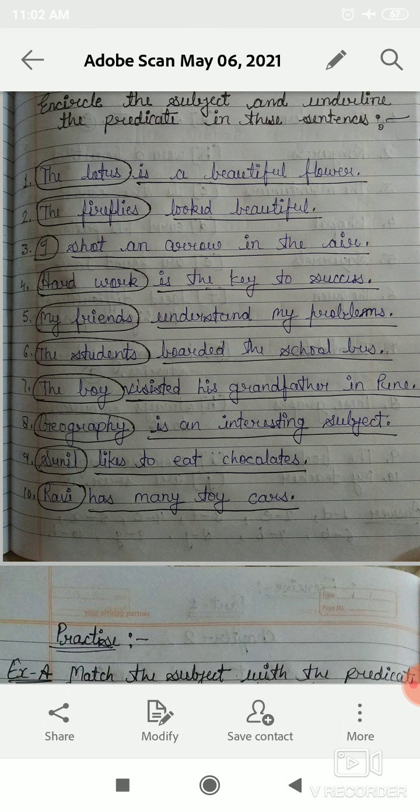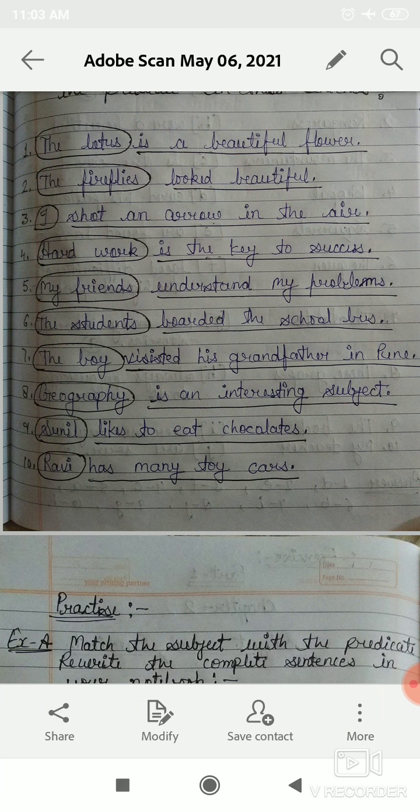Now next, number 5. Number 5 is: my friends understand my problems. Tell me which part of the sentence is subject here. Here my friends is a subject because this is the name of a person. So this group of words is the subject here, and the remaining group of words is the predicate, that is understand my problems.